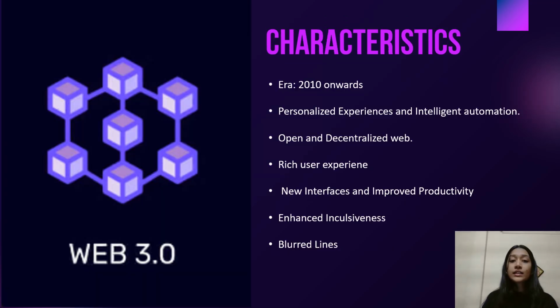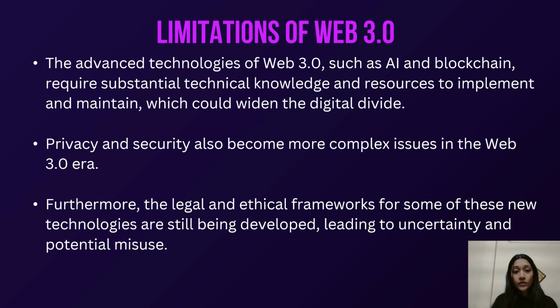Now, what were the characteristics of Web 3.0? Its era began from 2010. It provides us a more personalized experience and intelligent automation. It was an open and decentralized web. It provided a rich user experience, new interfaces, and improved productivity. There was enhanced inclusiveness.